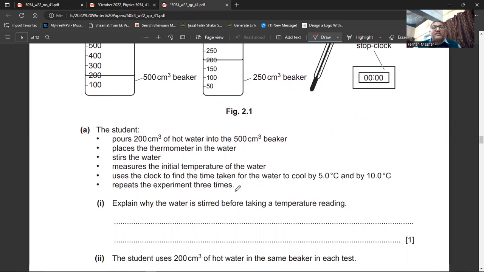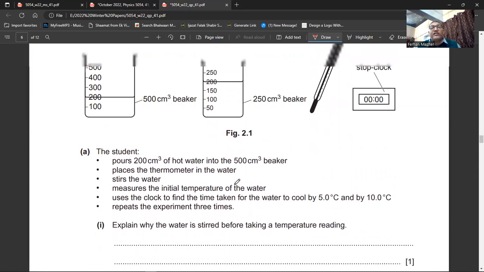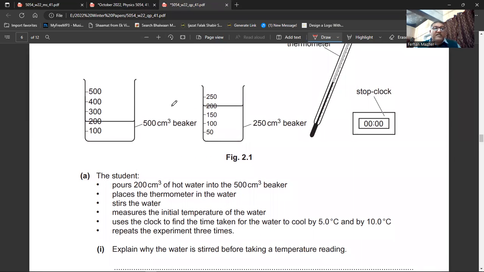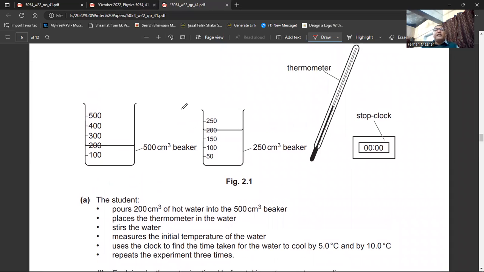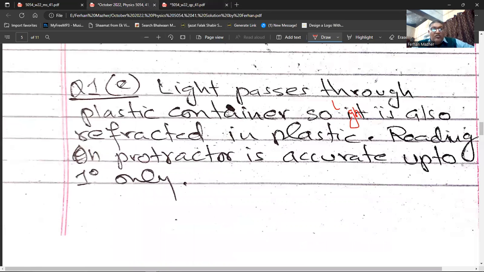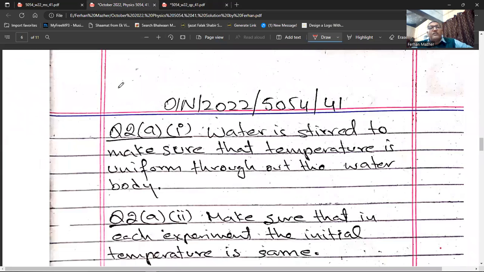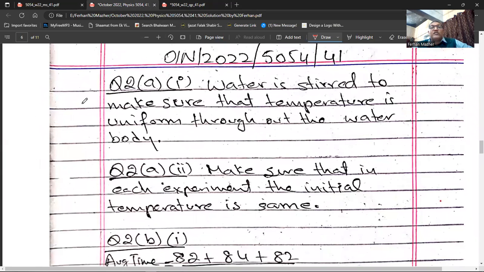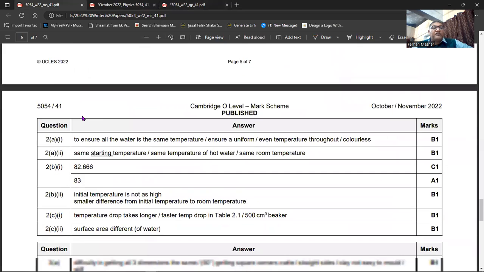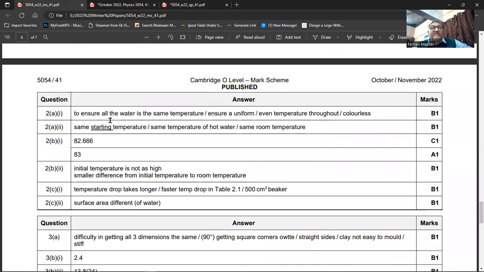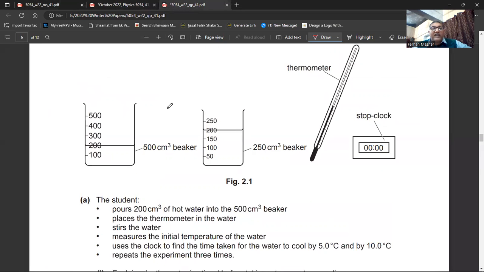Explain why the water is stirred before taking a temperature reading. Before you put the thermometer in and note down the reading, we stir the water to make sure that the whole body of the water is at a uniform temperature, or throughout the water the temperature is uniform. Water is stirred to make sure the temperature is uniform throughout the water body. So this is our answer: to ensure all the water is the same temperature. So our answer is right.